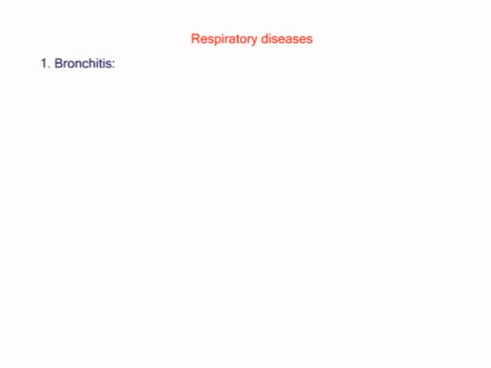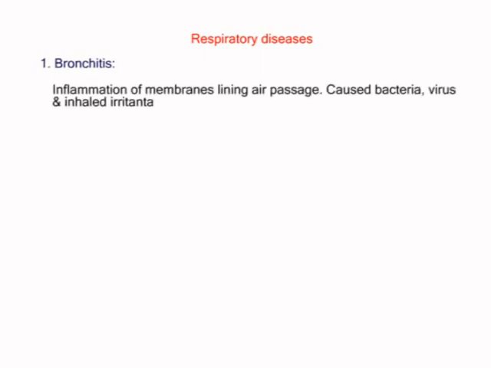Bronchitis results from the membranes lining the air passage becoming inflamed. This is caused by many types of bacteria, viruses, and inhaled irritants. Bronchitis is actually a result of the reaction of the body to foreign substances. The common types of bronchitis are acute and chronic.